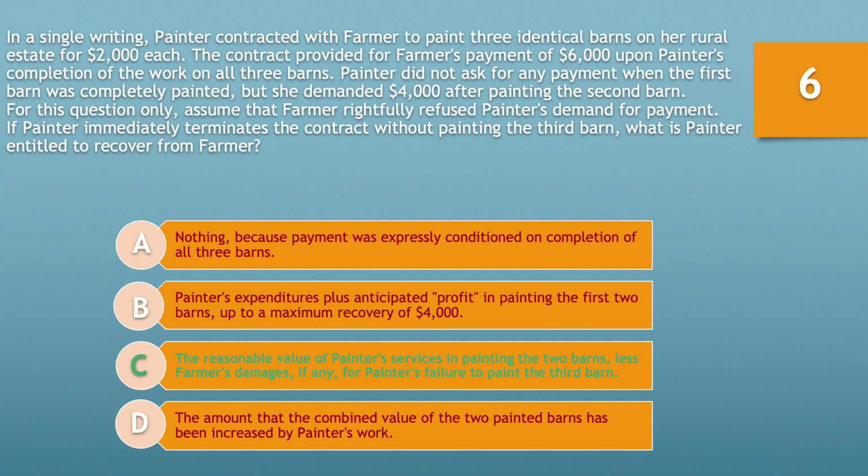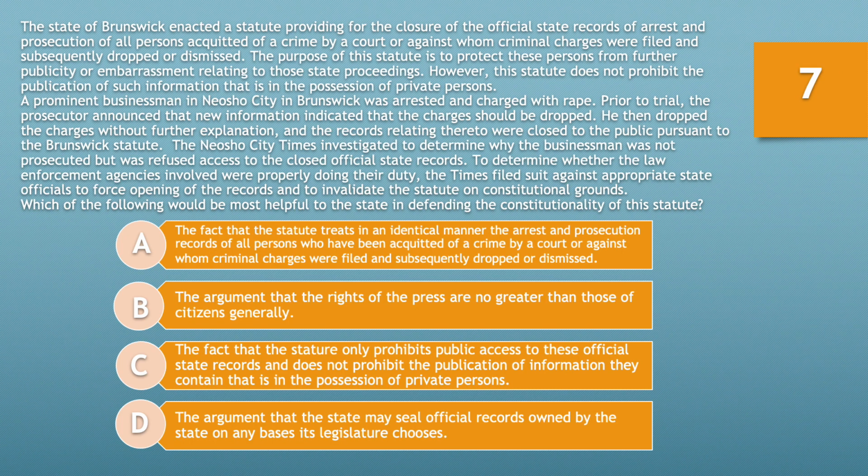Arrest and prosecution of all persons acquitted of a crime by a court or against whom criminal charges were filed and subsequently dropped or dismissed. The purpose of the statute is to protect those persons from further publicity or embarrassment relating to those state proceedings. However, the statute does not prohibit the publication of such information that is in the possession of private persons.